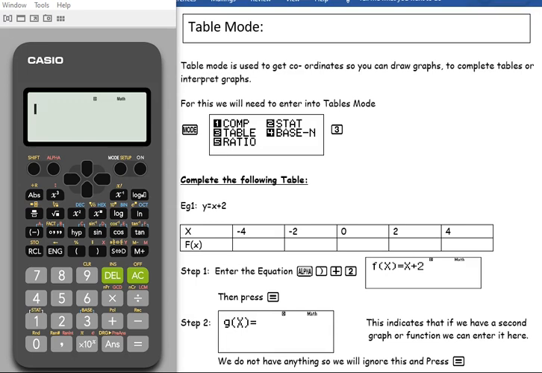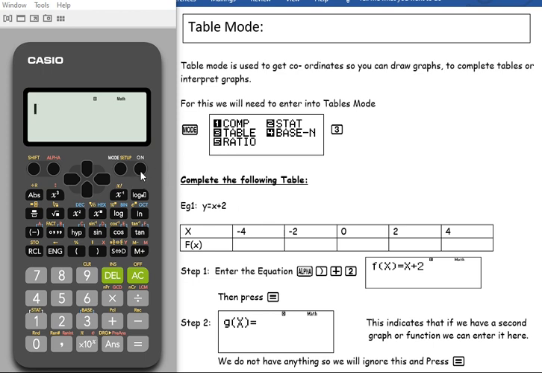Table mode is used to get coordinates so we are able to draw graphs, to complete tables, or even to interpret graphs when values or equations are given to us. Let's have a closer look at how we are going to use tables mode on our calculator.